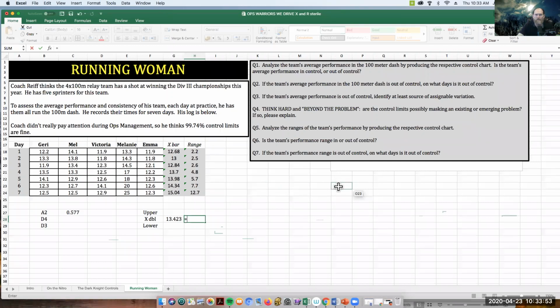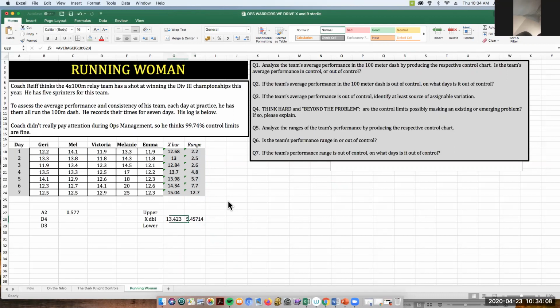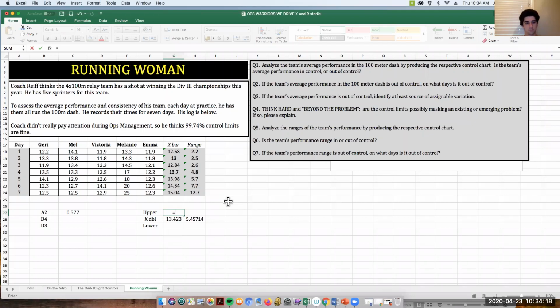Ames, what do you think? How do I figure out what R bar is? Take the average of the range column. Okay. All right. And then now that I have R bar, I have A2 over here. So back to Teresa's point, for the upper, I'm going to take X double bar and add it to the product of A2 times R bar.